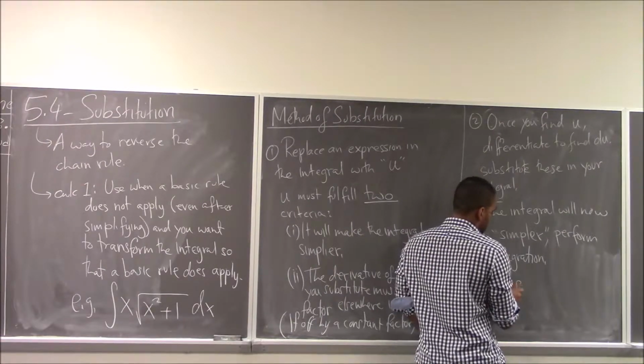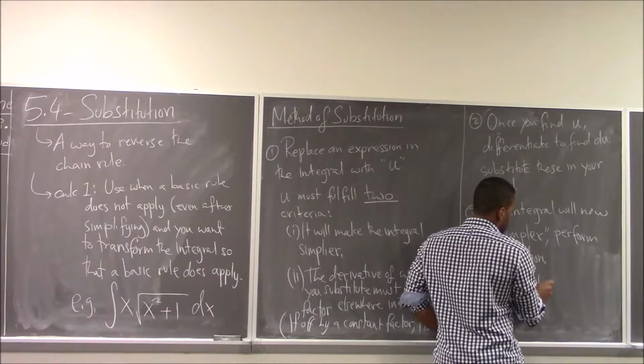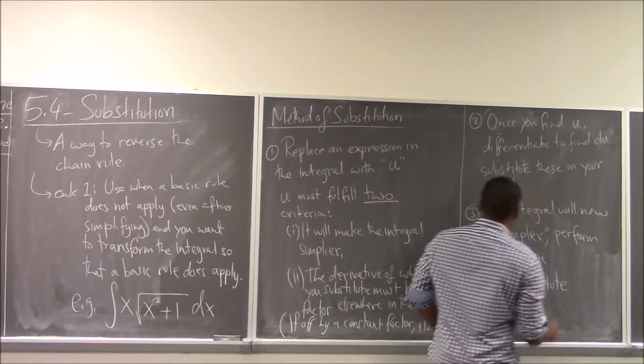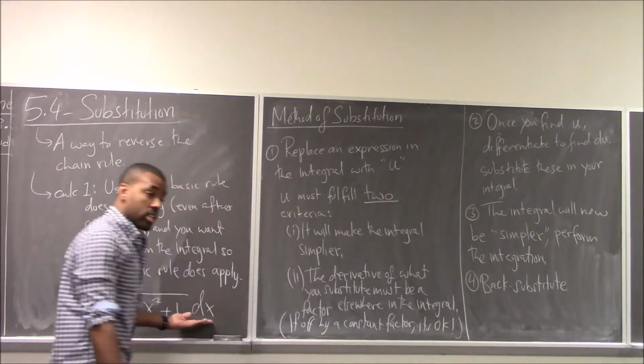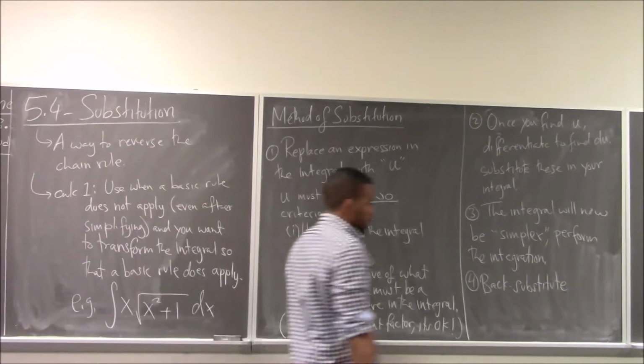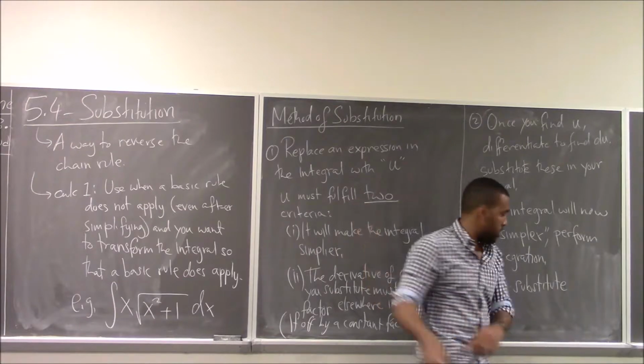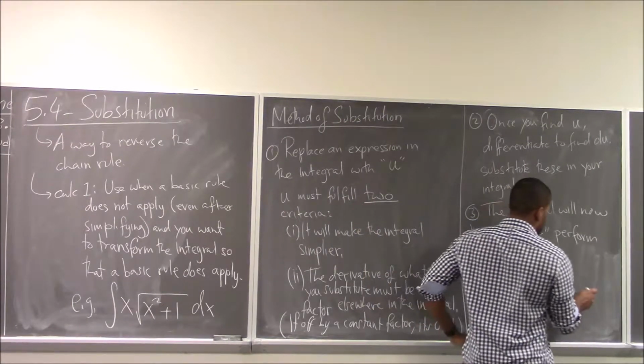It's called back substitution because your answer will have u's in it, and the original question might have had x or some other variable. And so once you get an answer in u's, you have to replace the u's with the original function of x, and that's called back substitute.